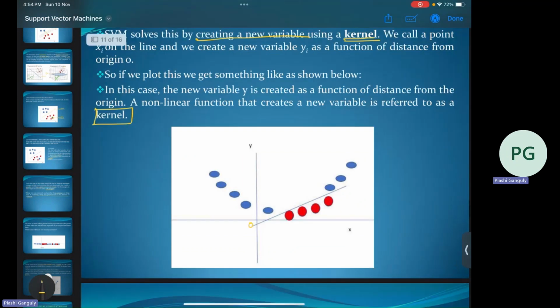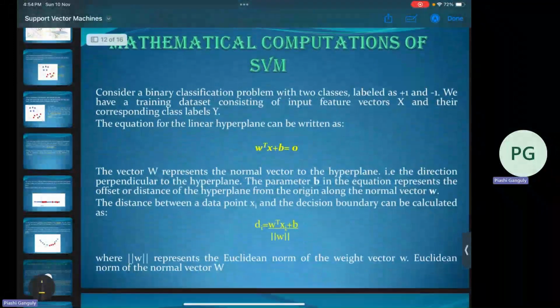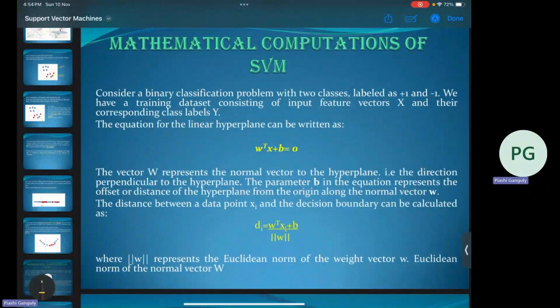Next we come to the mathematical computations of SVM. Let us think of our problem as a binary classification problem where we have only two classes, and we label those classes as one, the positive class, and minus one, the negative class.